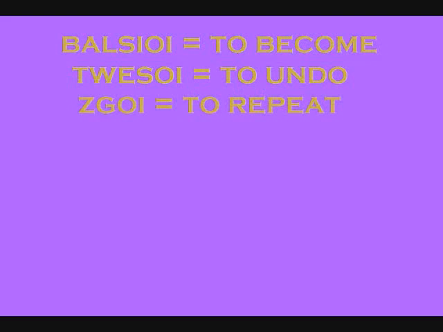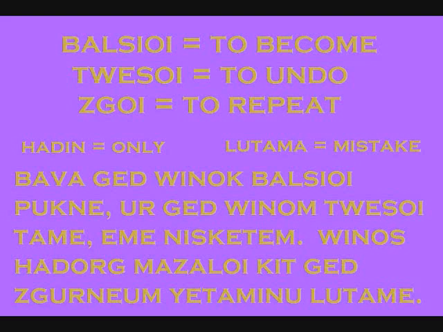Balsioi means to become, Twesoi, to undo, and zgoi, to repeat. For example, if we define hadin as only, and lutama as mistake, then bava gedwinok balsioi pukne, ur gedwinom twesoi tame emenisketem, Winos hador gmazaloi kit ged sgurneum yataminu lutame would mean, a dog cannot become a cat, and you cannot undo what you have done. I can only hope that you might not repeat this mistake.